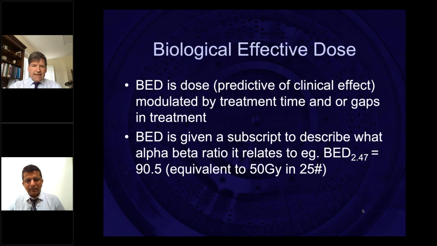BED is given a subscript to describe which alpha-beta ratio it relates to. A lot of this work uses a BED with alpha-beta of 2.47. This was the value that Miller et al. concluded was appropriate for CNS tissue.